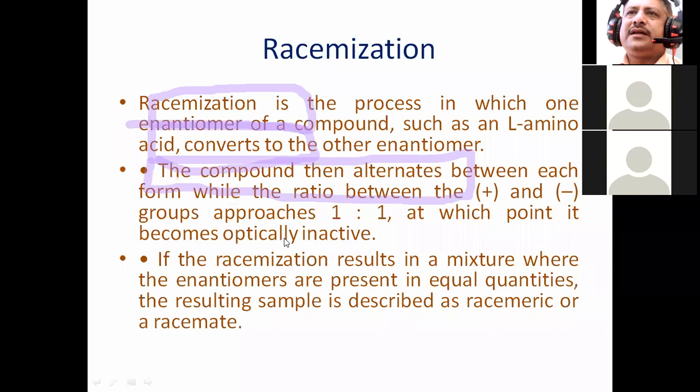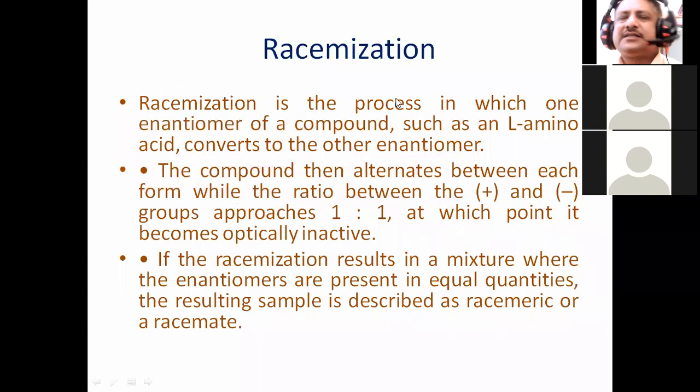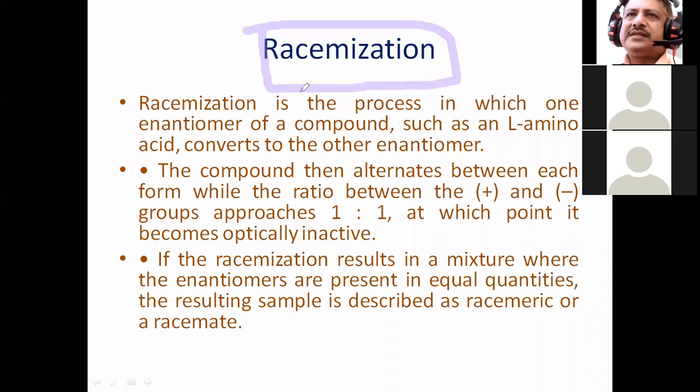Now moving further, the last point which we are going to discuss in today's discussion is regarding racemization. Under racemization, firstly we'll understand what you mean by racemization. Racemization is a process in which we have one enantiomer of a compound. Now I am not going to go into the basic details of this chemistry part.